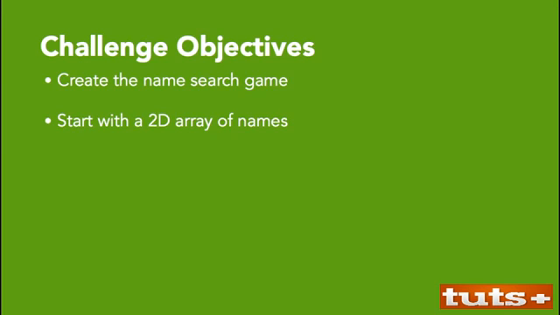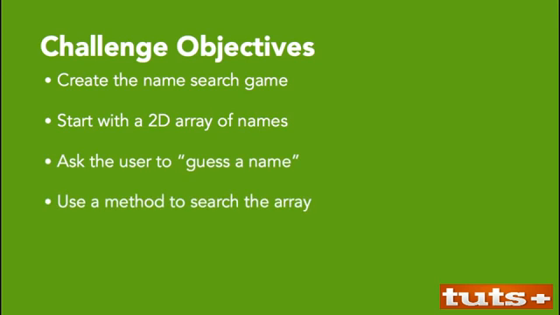The method returns a Boolean value of true or false. Your method should search the 2-dimensional array of names to check for a match with nameToFind. Your program will ask the user to guess a name. You'll use the method to search the array and print out a message if the name was found. Make sure you allow the user to play the game more than once.